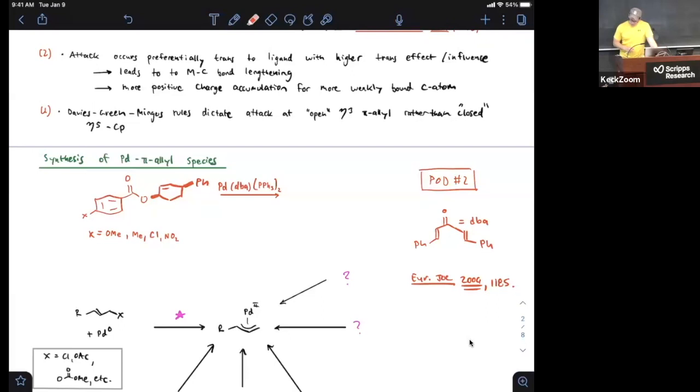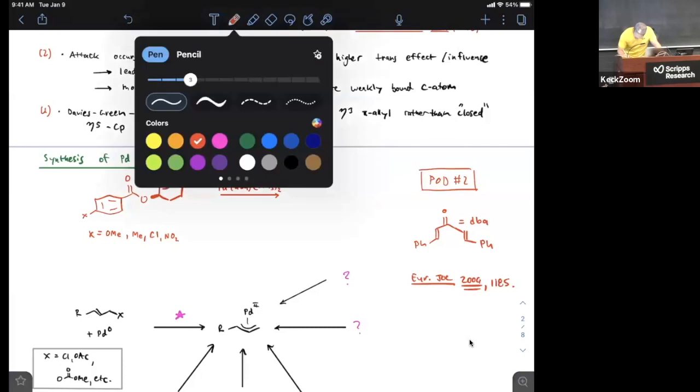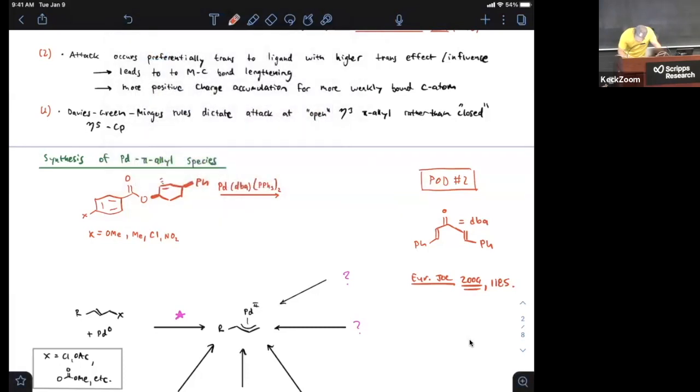Now, let me ask you about stereochemistry. Would you expect it to form a pi-allyl on the same face as the phenyl or the opposite face? And why? Opposite face, okay? Why? Sterics, okay? So we're going to coordinate this palladium 0 to the opposite face.